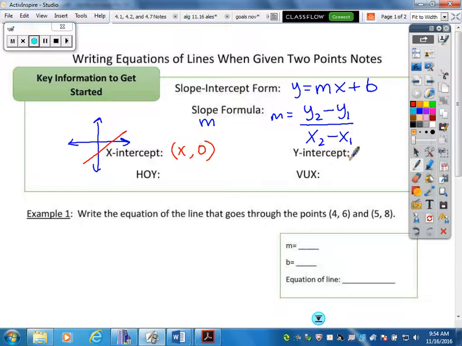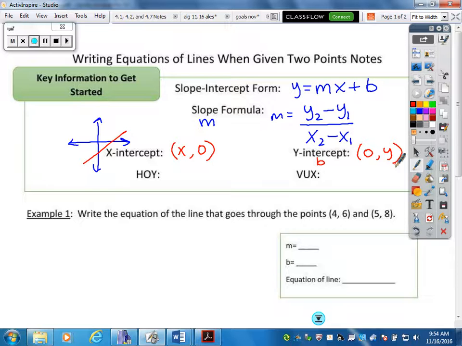Similarly, the y-intercept, which sometimes we refer to as b, is where a line crosses the y-axis. So it's whatever your y value is, and x is 0. So 0, comma, whatever your y value is.